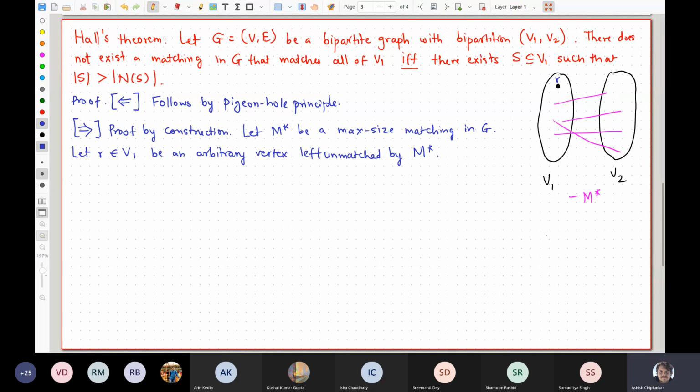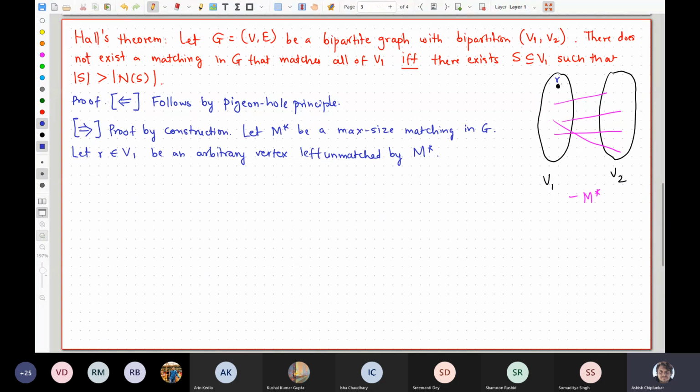There isn't one. There isn't any augmenting path, right? So how would an augmenting path, if it exists, look? It will start from some vertex in V1, let's say. It will alternate between the matching and non-matching edges, and it will end in a vertex in V2.